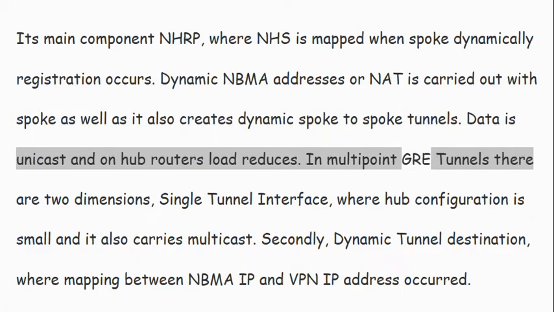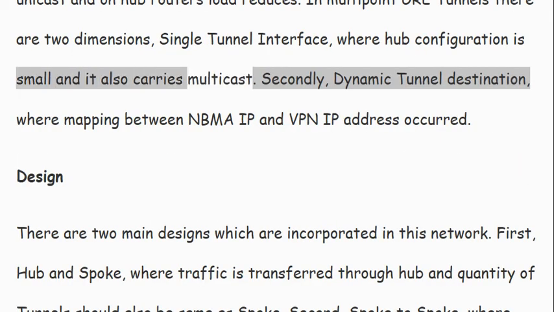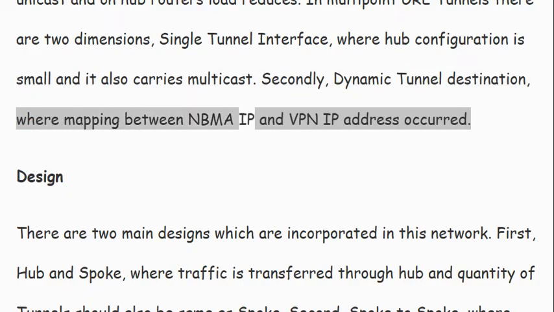In multipoint GRE tunnels there are two dimensions. First, a single tunnel interface, where hub configuration is small and it also carries multicast. Secondly, dynamic tunnel destination, where mapping between NBMA IP and VPN IP address occurs.